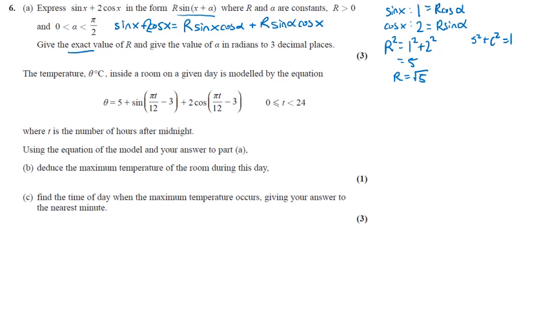To find alpha, we divide one by the other. So if we divide the sine one by the cosine one, so r sine alpha over r cos alpha, that's going to be 2 over 1. And if we simplify that, we get tan alpha equals 2, so alpha is equal to inverse tangent of 2, which to 3 decimal places is 1.107.